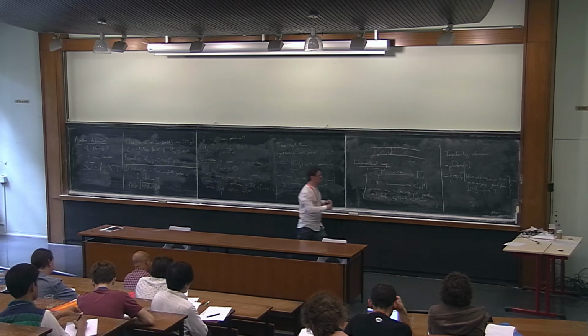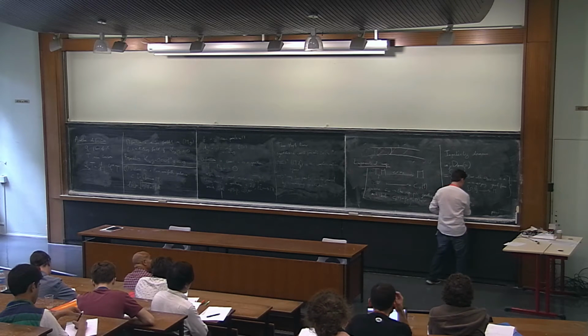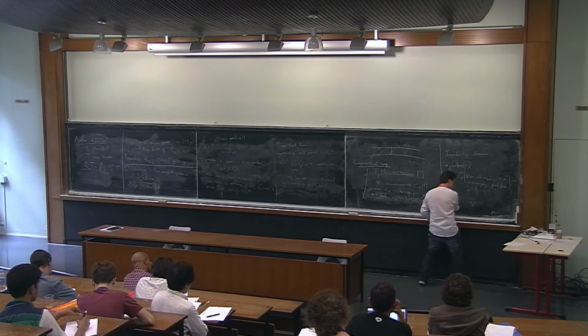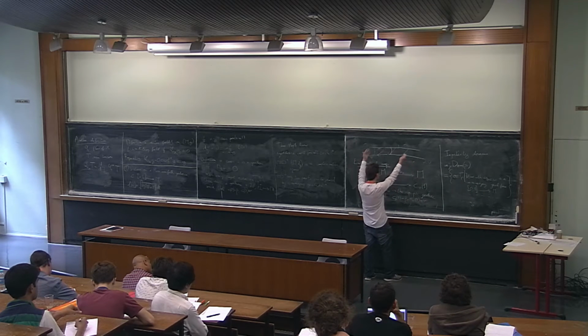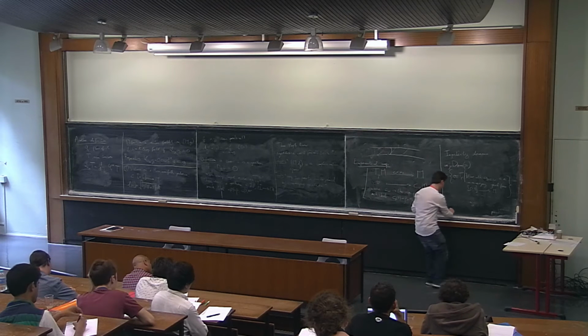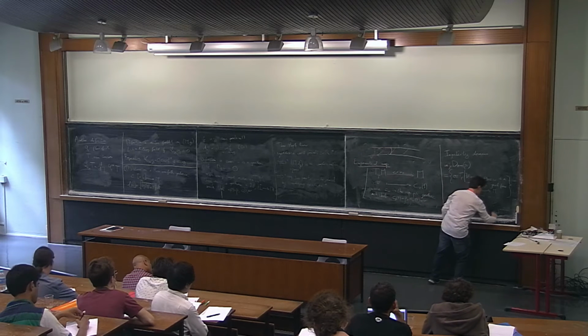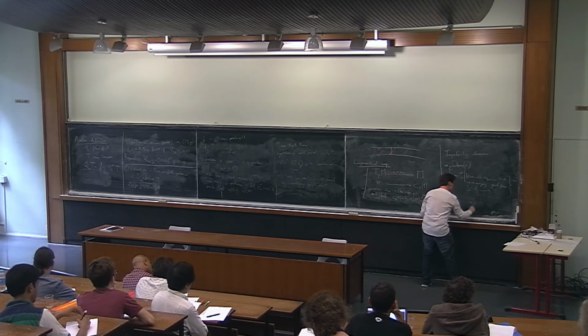So the injectivity domain here will be some open strip around, let's say, a horizontal axis, if you think of the tangent space this way, and of width pi.